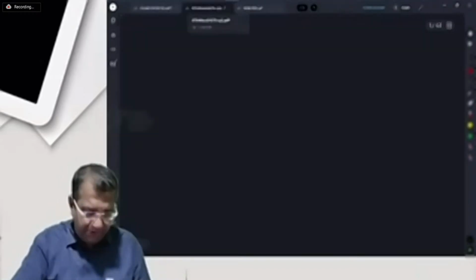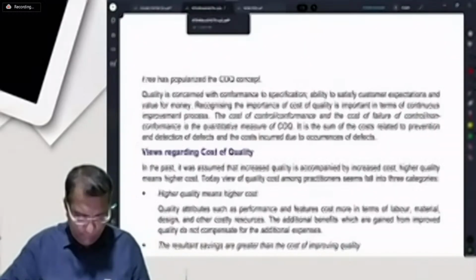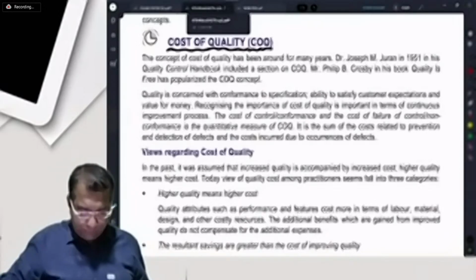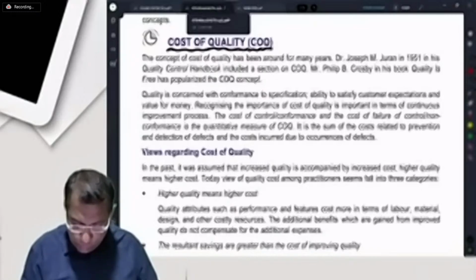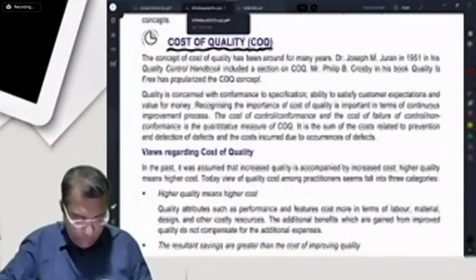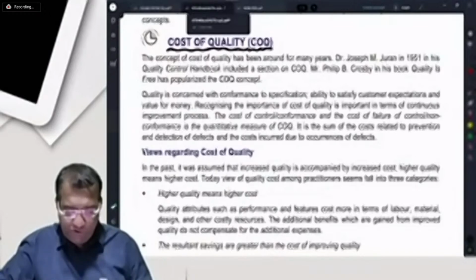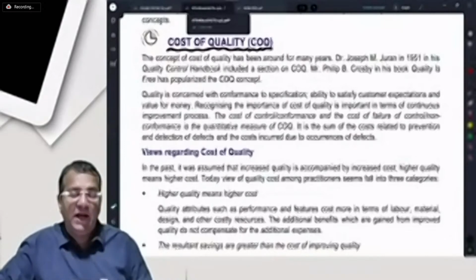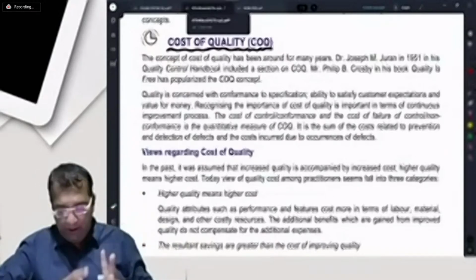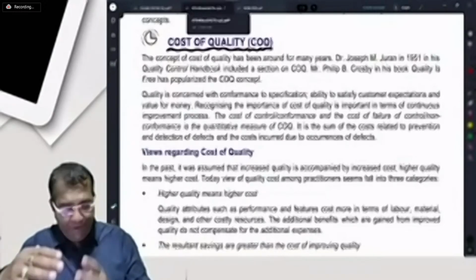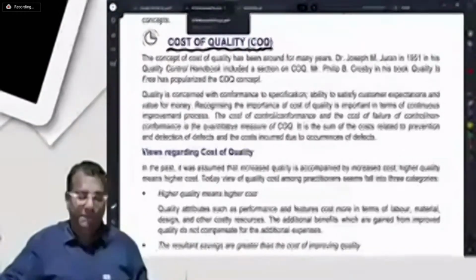Now please open the study material. This line is very, very, very important. I am in the second para, last second line, beta. It is the sum of the cost related to prevention and detection of defect and cost incurred due to occurrence of defect. So it consists of three costs: prevention of defect, detection of defect, and the third one is known as cost incurred due to occurrence of defect. Please write it down beta in your copy.